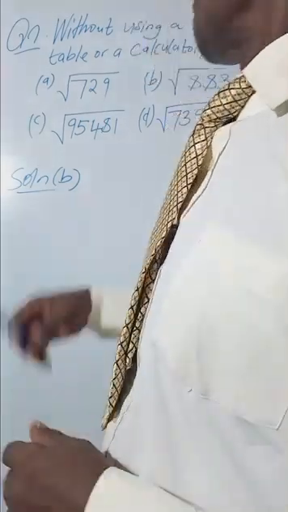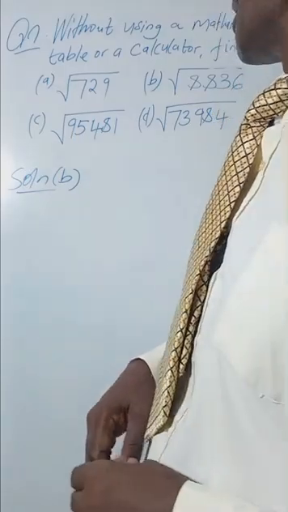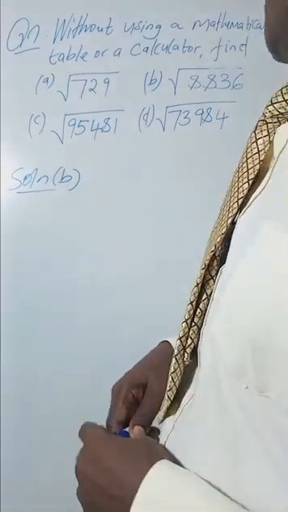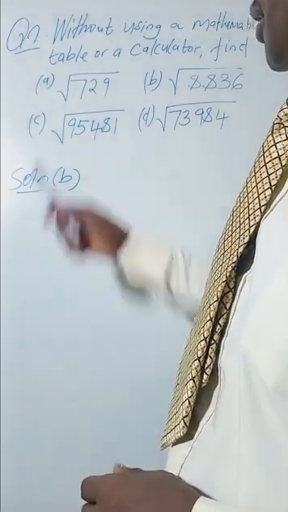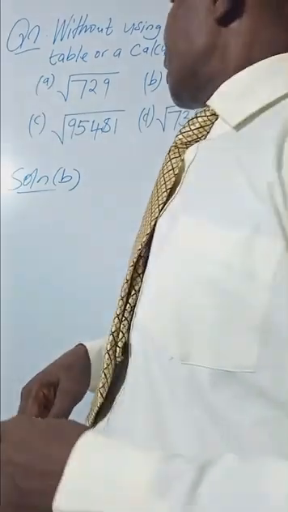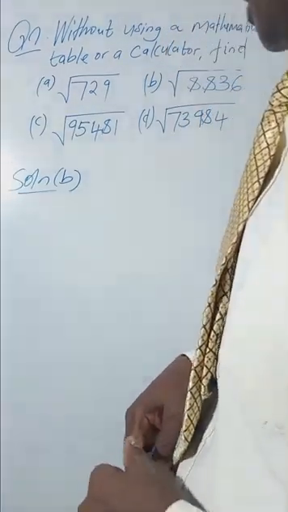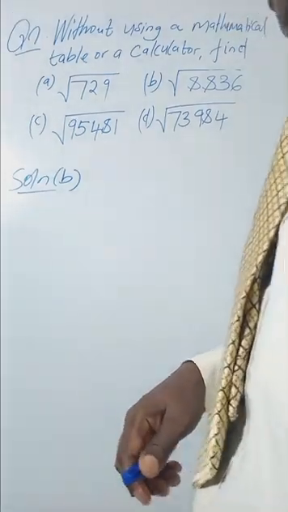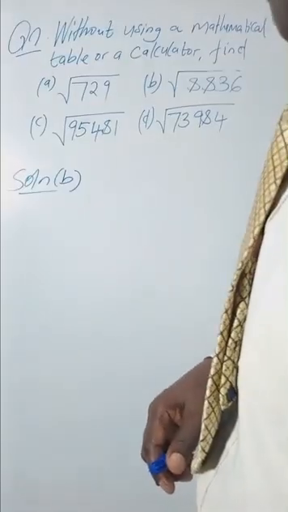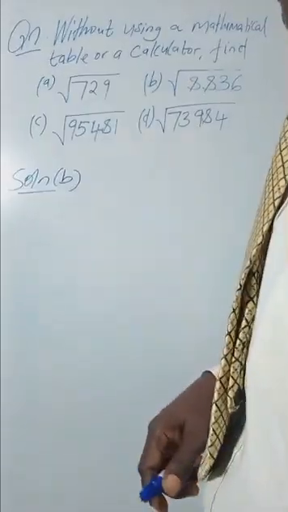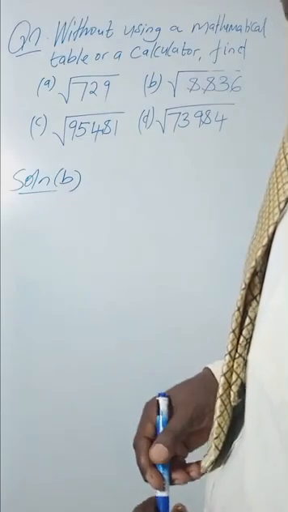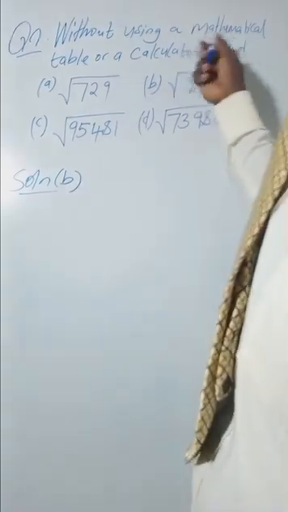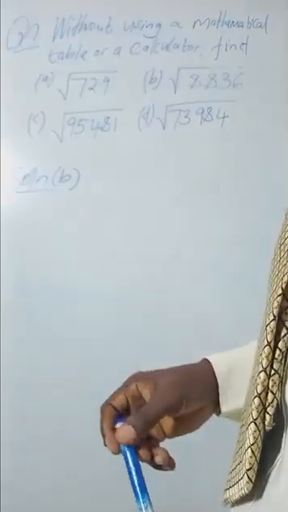Our friend has sent me a question: without using a mathematical table or calculator, find A, the square root of 729; B, the square root of 8,836; C, the square root of 95,481; and D, the square root of 73,984.